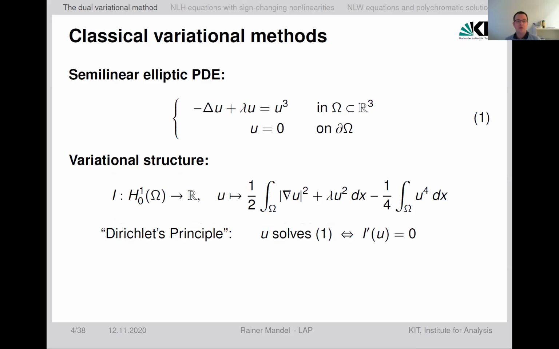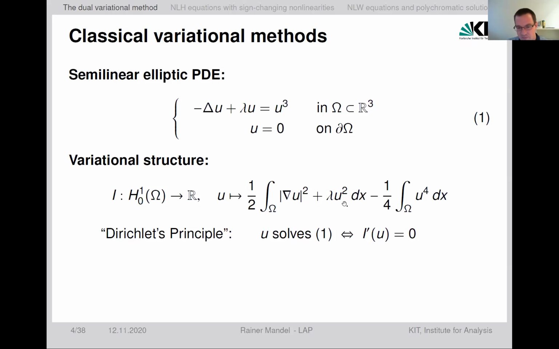So consider the following toy example. When you have a simple elliptic PDE that you're interested in, for instance, this one on top here, which is labeled 1: minus Laplace u plus lambda u is equal to u cubed. And typically you consider this in an open domain in R^3, say, with homogeneous boundary conditions. And this problem has a variational structure, which is well known. So it has an Euler functional I defined on the Sobolev space H^1_0, and it is given by this formula that you can see here.